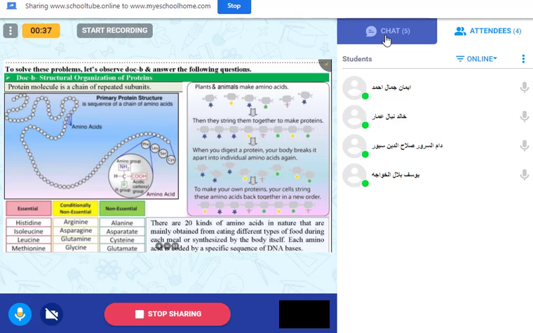Okay, can anyone answer? What are the subunits that make the proteins? They are called what? Amino acids.